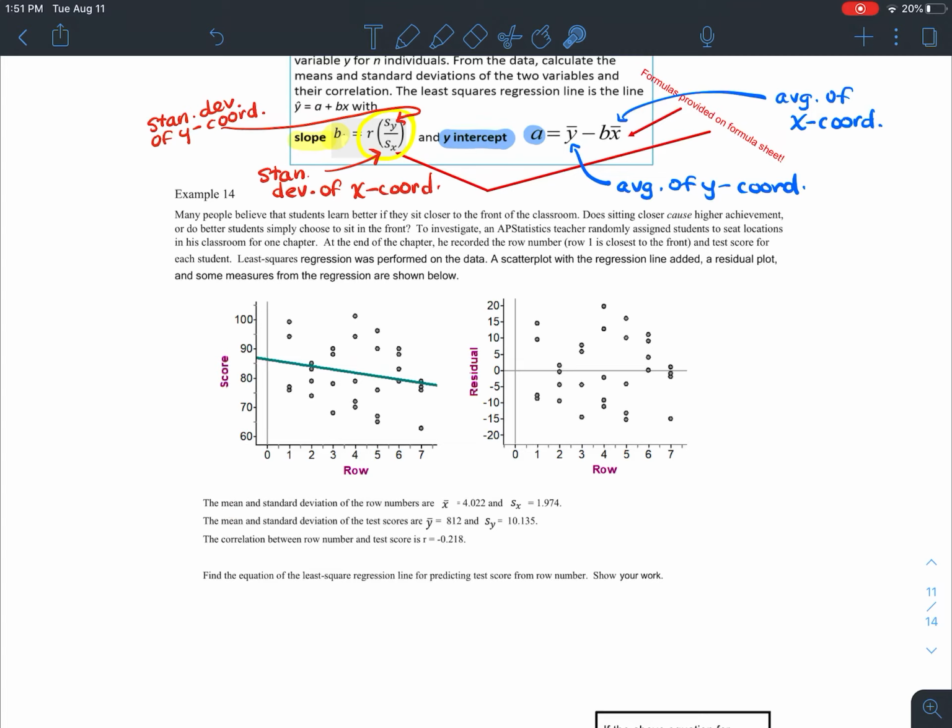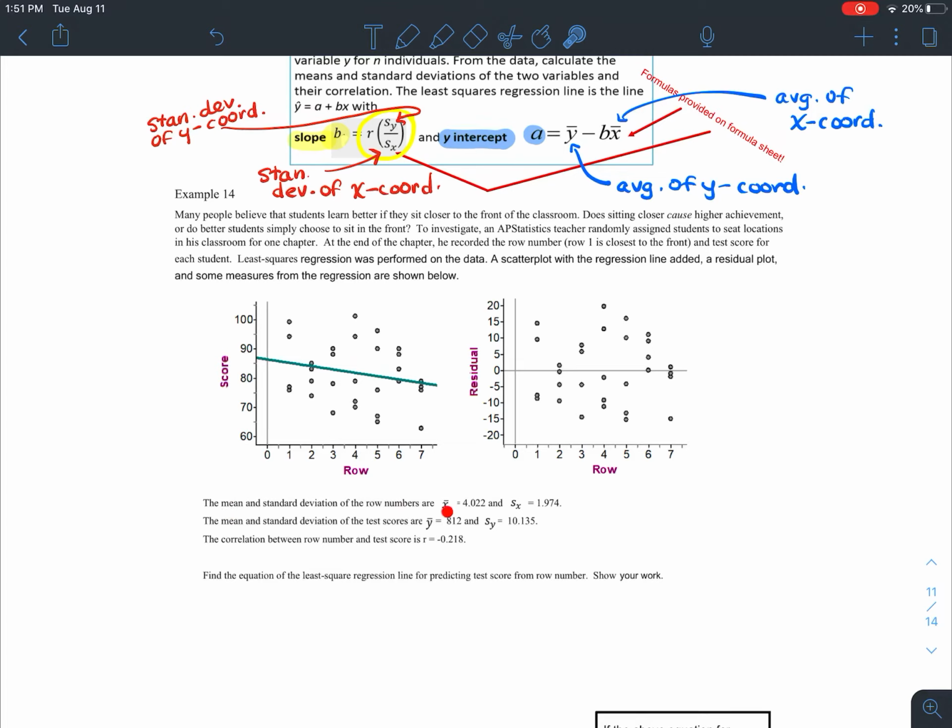Now, they don't give us the equation of this line, but that's what we're going to try to use this information to calculate, okay? And here are some added measures they give us. They're giving us the mean and the standard deviation of the x coordinates, the row numbers. So there's x bar, there's the standard deviation of the x's. Keep in mind those are things that are needed in order to calculate the slope and the y-intercept. We're also given the mean and standard deviation of the y coordinates, and they also give us the correlation coefficient. So since they're giving us all that information, we should be able to use it to build the slope and the y-intercept.